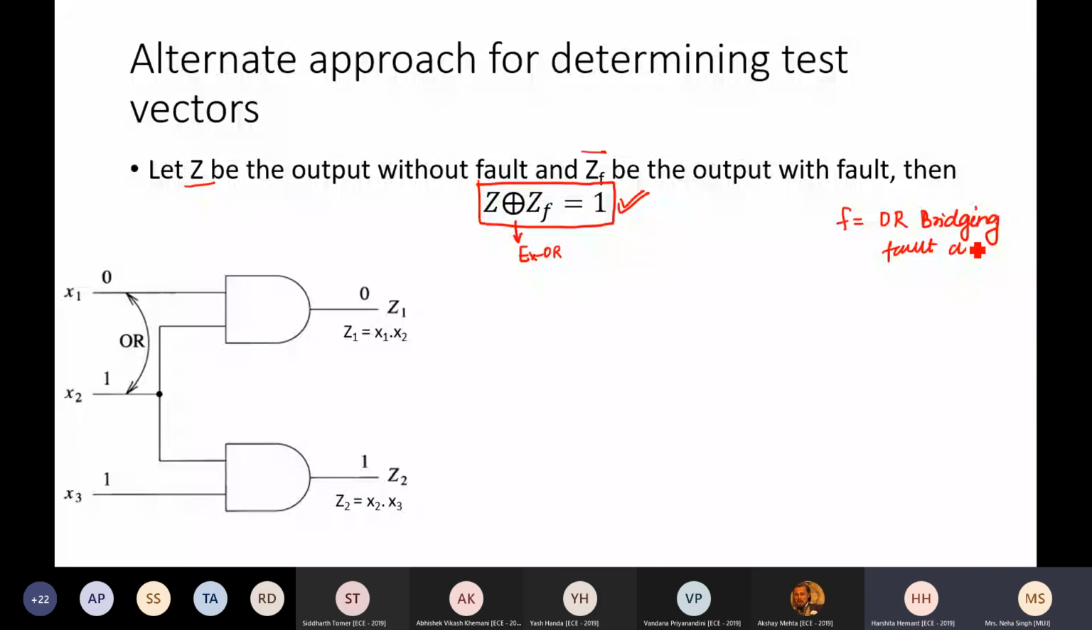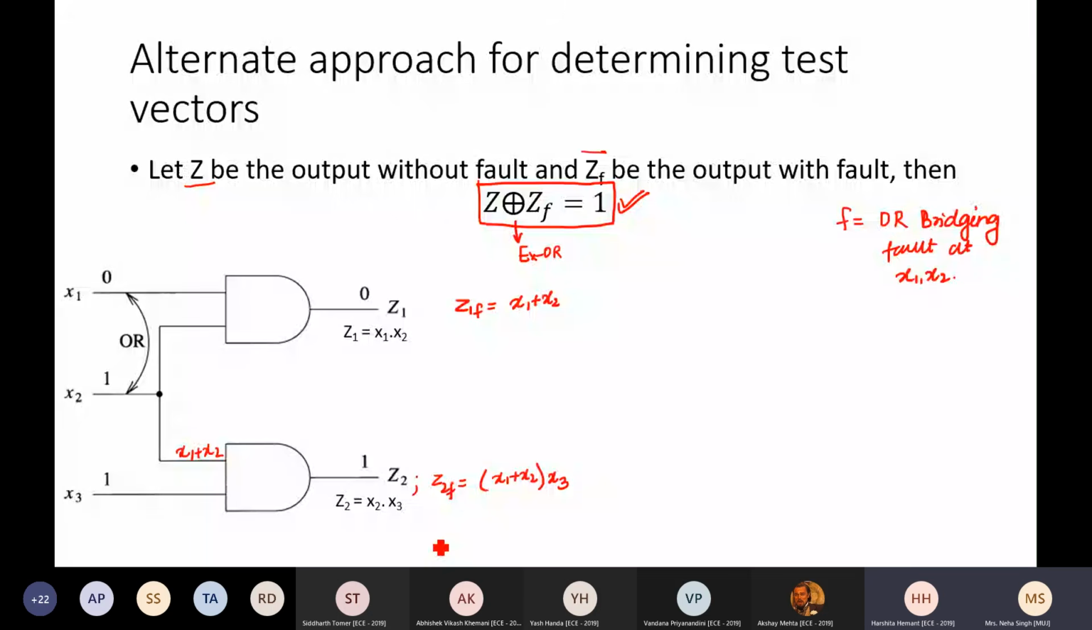This is the actual Z1 and Z2 without the fault. What was Z1F? X1 plus X2, because it is a bridging fault. What was Z2F? What did I get here? X1 plus X2, so this was X1 plus X2 into X3. I'll work for Z1F, you will work for Z2F. So using this expression, Z XOR ZF should be equal to 1.